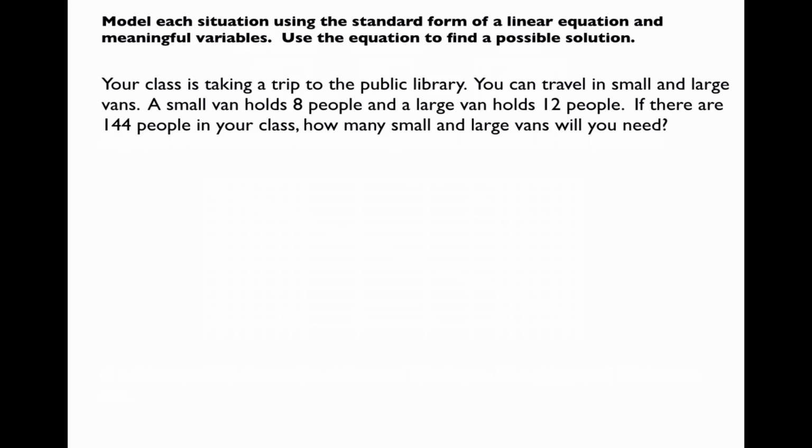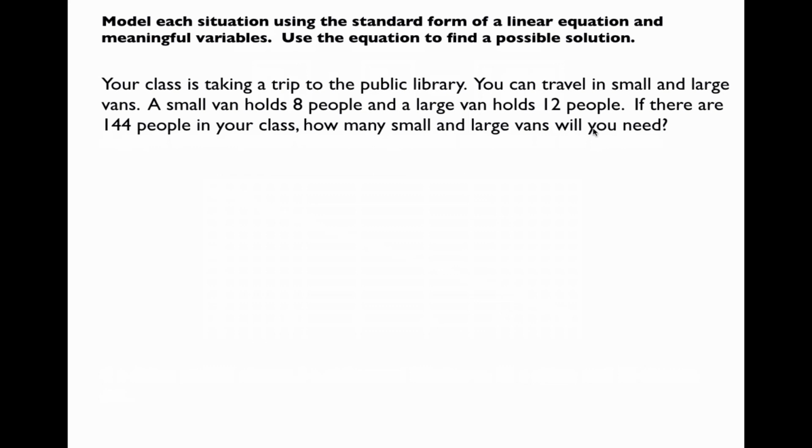So let's first identify our two unknowns. So it says here a small van holds 8 people and a large van holds 12 people. So we know how many people fit into a small van, but we don't know how many small vans we need. All right? We know that 12 people fit into a large van, but again, we don't know how many large vans we need. In fact, that's the question we're trying to answer. So if we want to know how many small and large vans we'll need, those are two unknown variables.